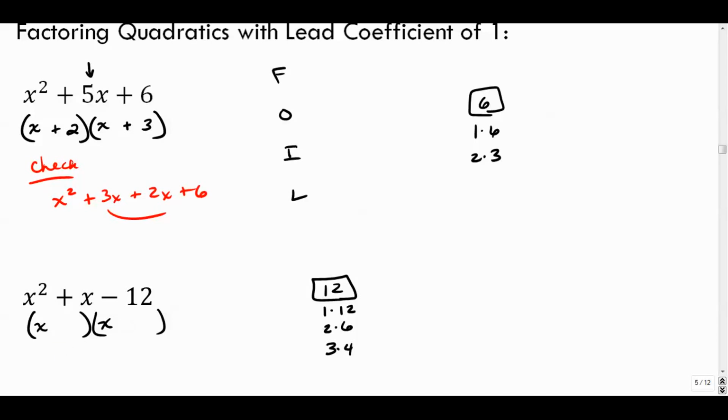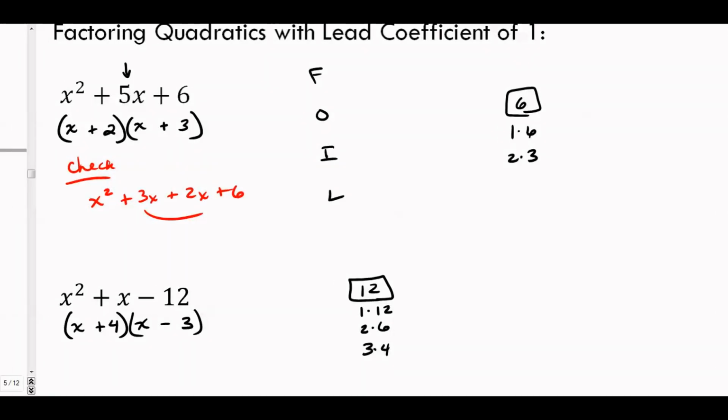So we're looking to find a pair of these factors that now subtract to that middle coefficient, which is 1. So you can see 4 and 3 certainly subtract to get you 1. If the middle term is positive, the bigger number down here will be positive. And you can check that by foiling.